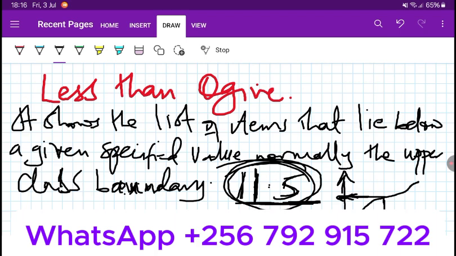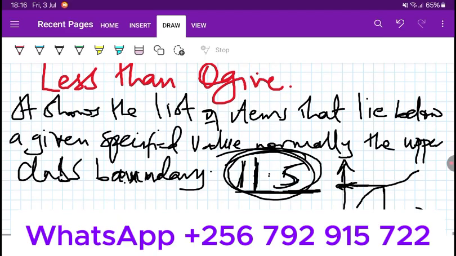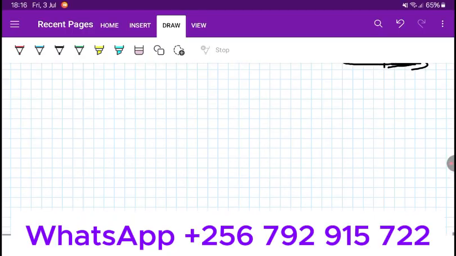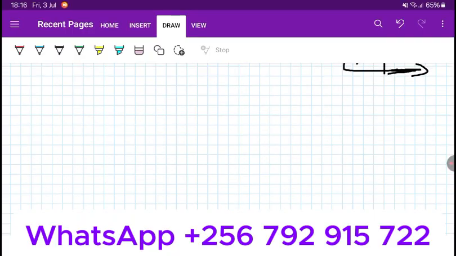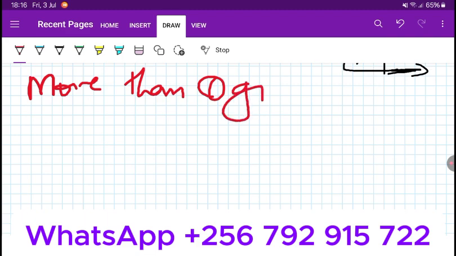So allow me now to explain the more than cumulative frequency curve. Then once we have gotten the difference, we can get the general steps, and then we pick a practical question so that we can illustrate that as well. So let's look at the more than ogive.